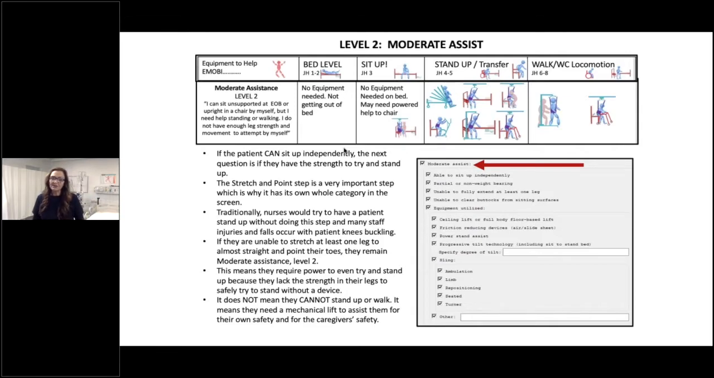If they are unable to stretch and point at least one leg to almost straight, and if they're unable to bend their ankle backwards and forwards and point their toes, they remain moderate assistance level 2. It does not mean they cannot stand or cannot walk. It means they need assistance from a powered machine to safely help them do that.